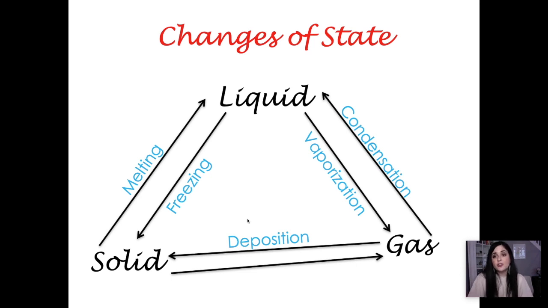If you go from a solid to a gas, that is known as sublimation. It skips the liquid phase entirely. You see that a lot of times with dry ice, which is solid carbon dioxide.